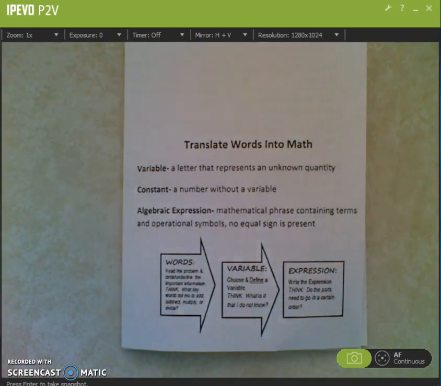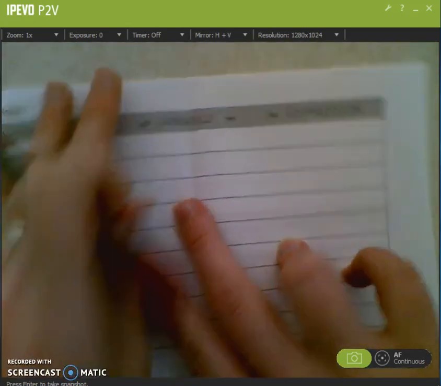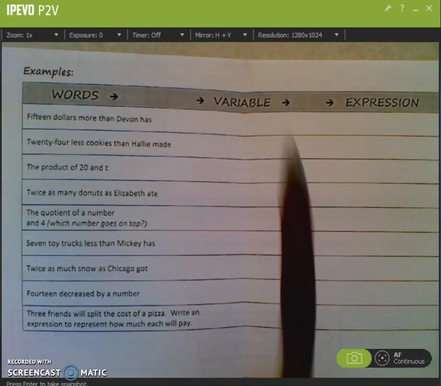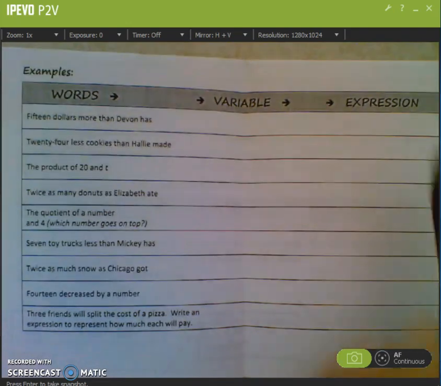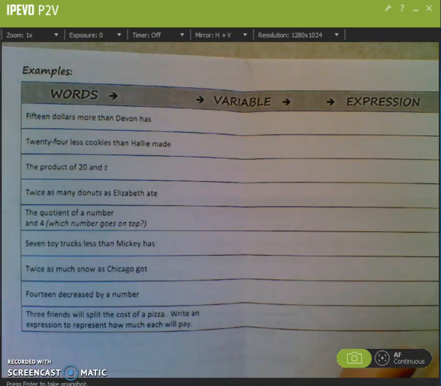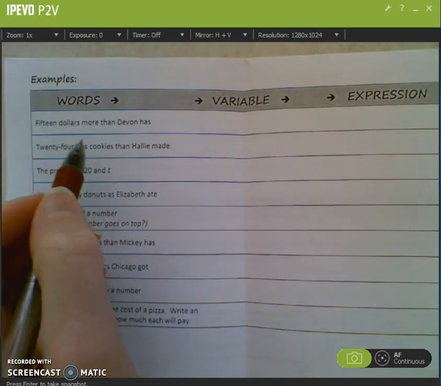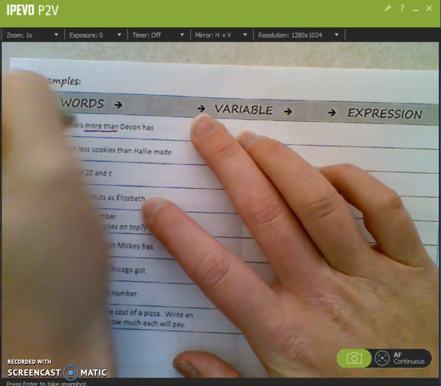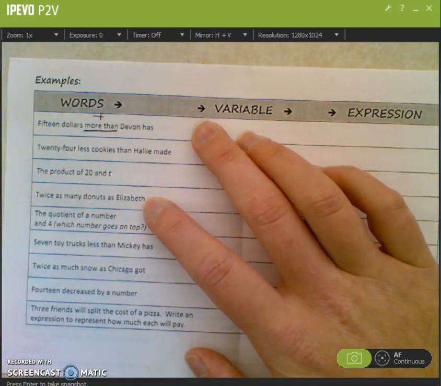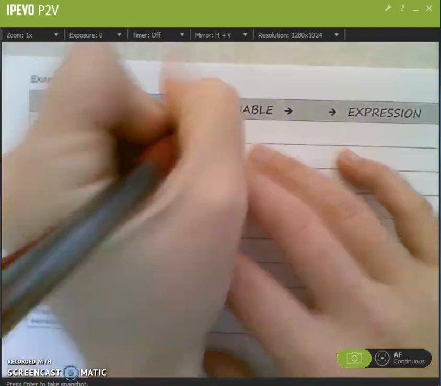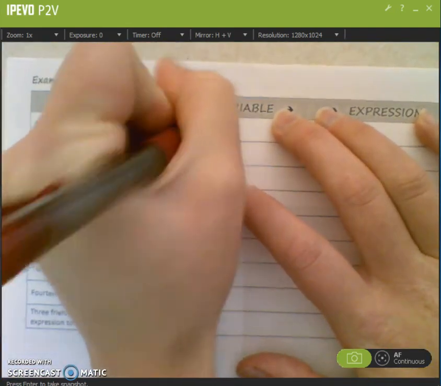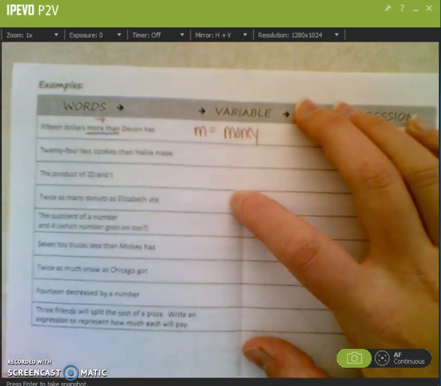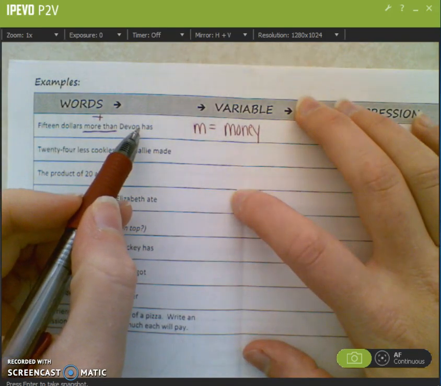If you open up your foldable, we've got some examples, and we're going to start with the words. We're going to define a variable and then write an expression, working from left to right. So, $15 more than Devin has. More than is an adding word. We should recognize that as an adding word. And so we want to know the amount of money. So my variable, I'm going to put M equals money.